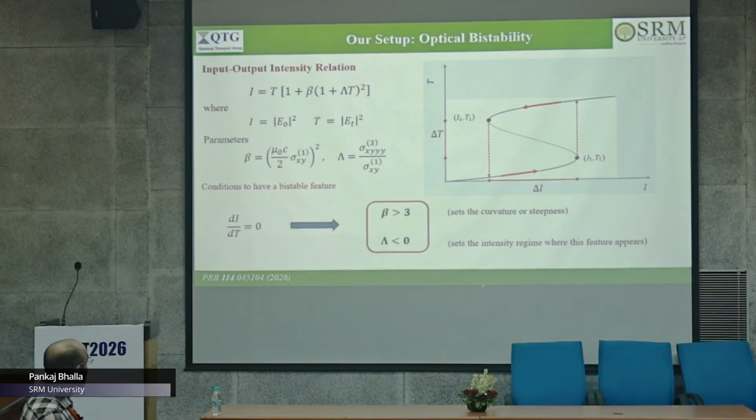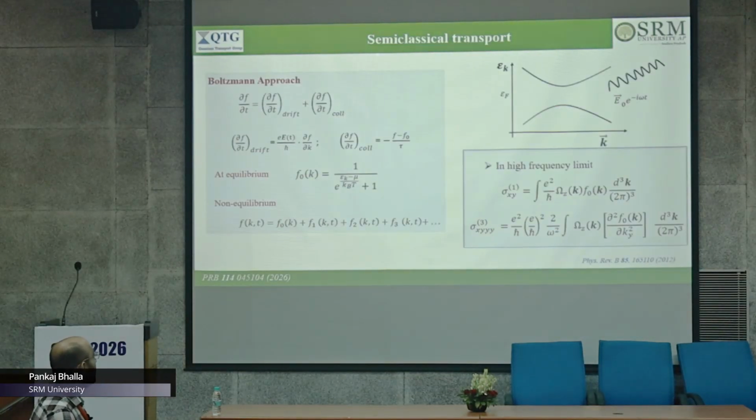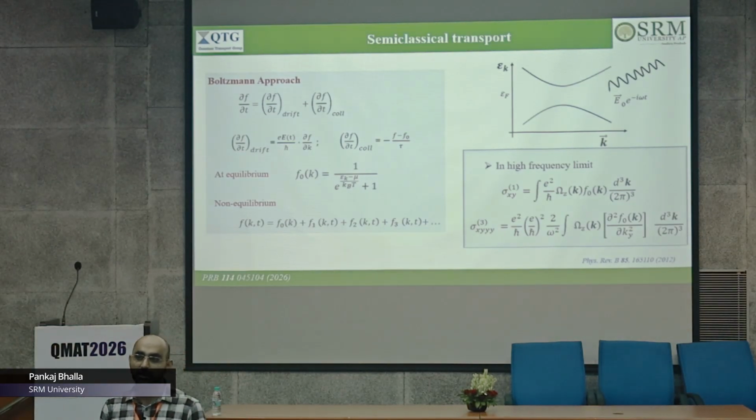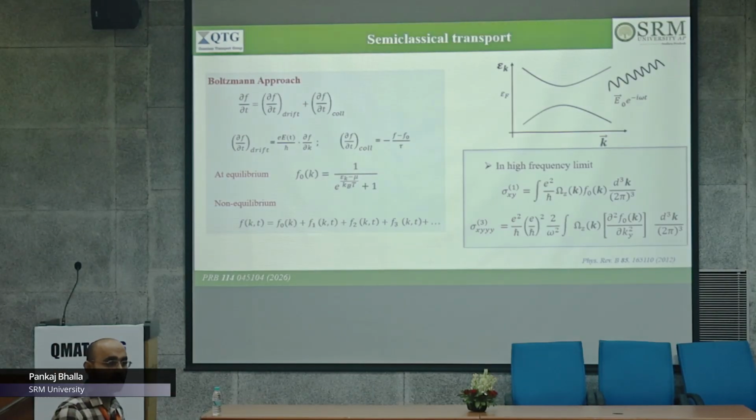Based on this, let's see how one can take the response into account. Here Shubhro has also discussed semi-classical transport, so this is the one slide I will show, and I will not talk much about it. It tells us how the time evolution of the distribution function has a drift part and a collision part, and the collision part is taken under the relaxation time approximation.